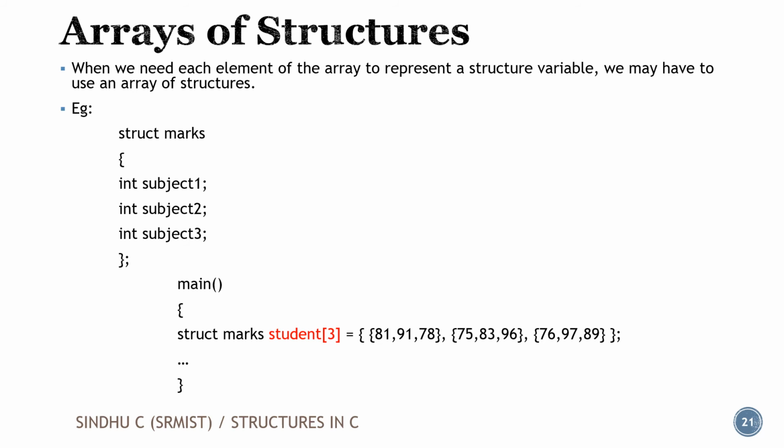So because we are using an array, it is going to be student 0, student 1 and student 2. So ultimately we have 3 students, and we have also made the initialization. Student 0 takes 3 values for subject 1, subject 2, subject 3, which is 81, 91 and 78. Student 1 takes 3 values for subjects, which is 75, 83 and 96. Student 2 takes 3 values for his 3 subjects, which is 76, 97 and 89. So this is one way of using arrays in order to create structure variables.